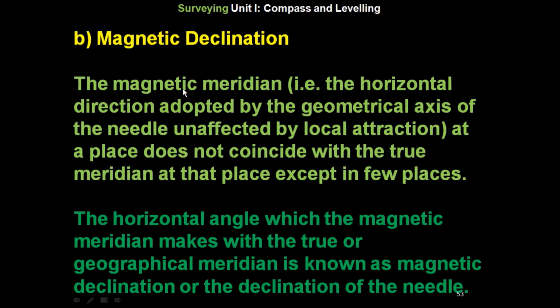The magnetic meridian, that is the horizontal direction adopted by the geometrical axis of the needle unaffected by the local attraction at a place, does not coincide with the true meridian at that place except in few places. The horizontal angle which the magnetic meridian makes with the true or geographical meridian is known as magnetic declination or the declination of the needle.